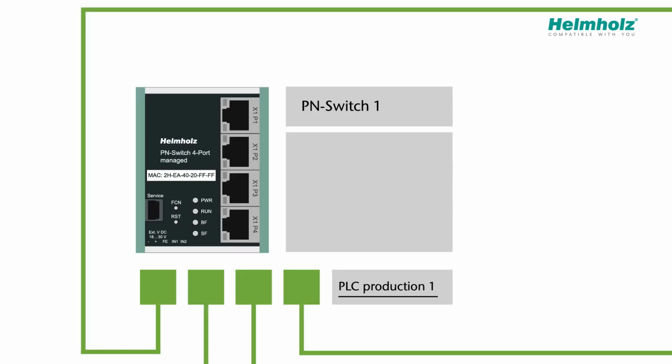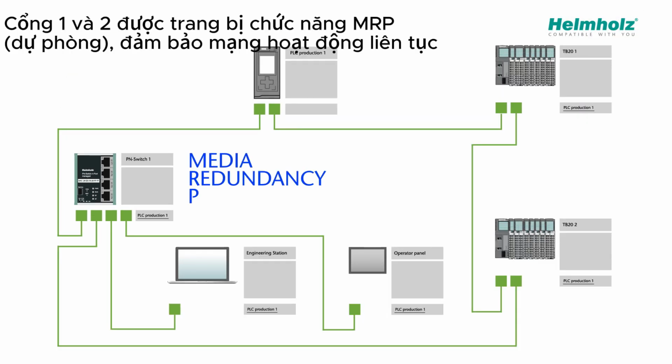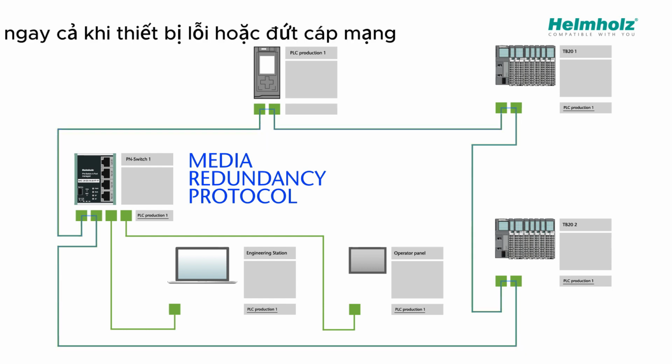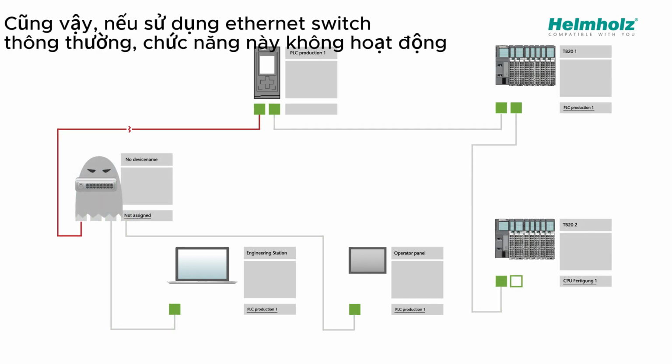The Profinet switch supports media redundancy over ports 1 and 2 as MRP clients. MRP stands for Media Redundancy Protocol, and its ring topology guarantees that the Profinet network continues to operate even if a device fails or a cable is defective. If connection failures occur, the Profinet switch also sends additional diagnostic messages to the controller. Once again, this function is not available with unmanaged switches.